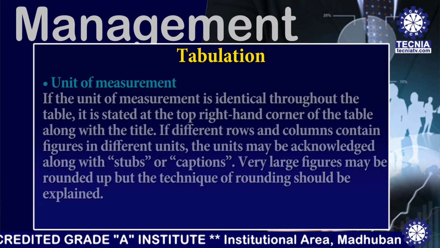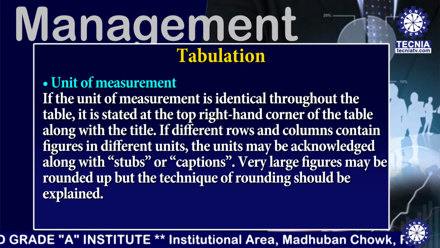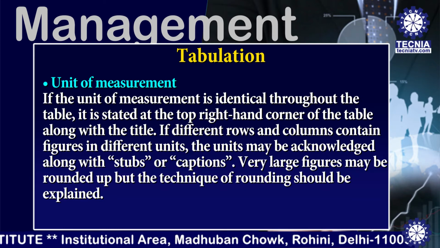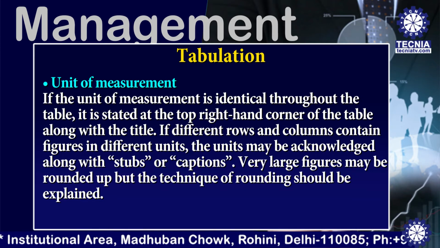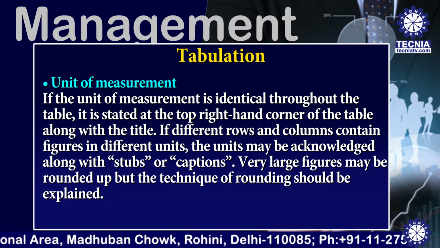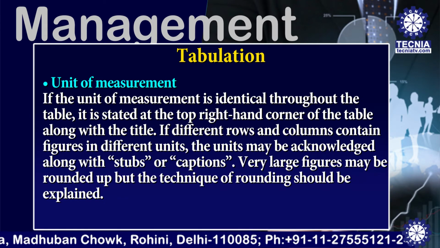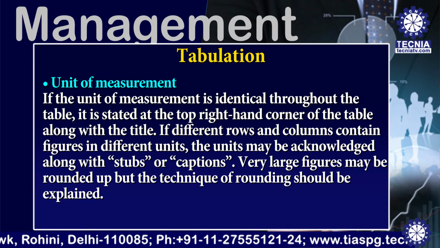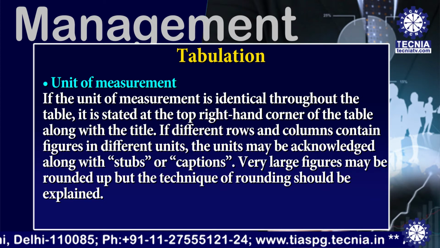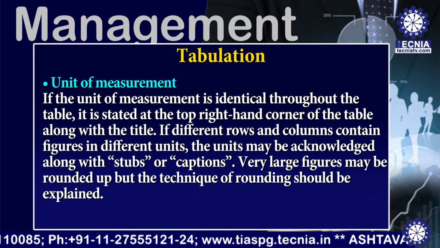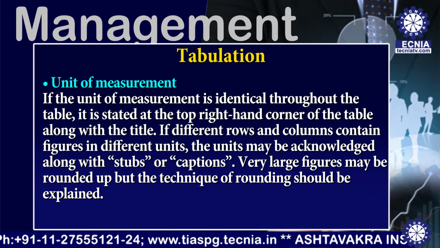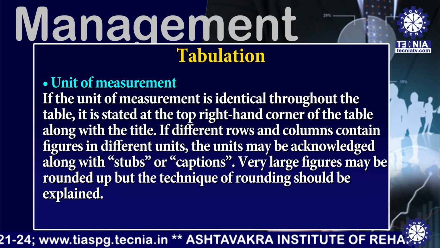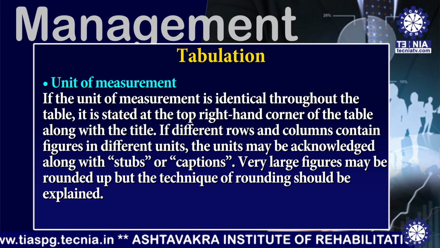Next one is unit of measurement. If the unit of measurement is identical throughout the table, it is stated at the top right-hand corner of the table along with the title. If different rows and columns contain figures in different units, the units may be acknowledged along with stubs or captions. Very large figures may be rounded up, but the technique of rounding should be explained.